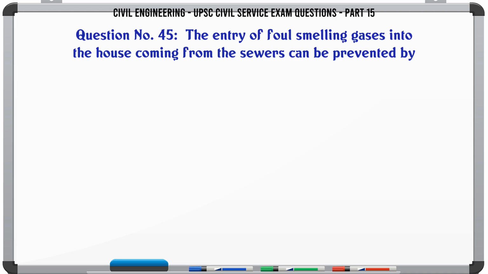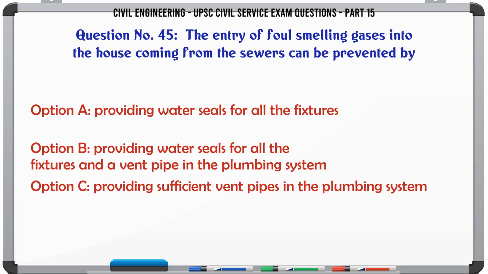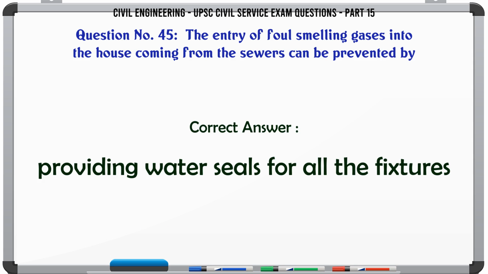The entry of foul-smelling gases into the house coming from the sewers can be prevented by A. Providing water seals for all the fixtures, B. Providing water seals for all the fixtures and a vent pipe in the plumbing system, C. Providing sufficient vent pipes in the plumbing system, D. Exhaust fans. The correct answer is providing water seals for all the fixtures.